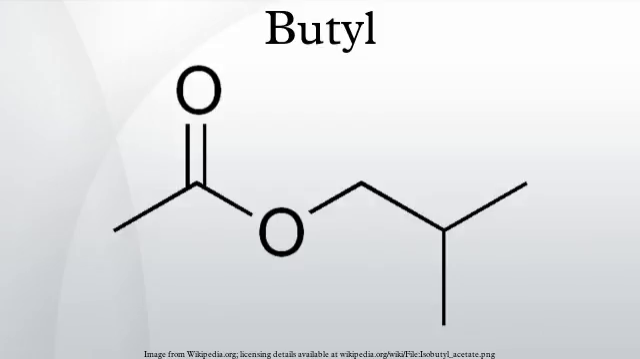CH3CH2CH2CH2, secondary butyl or sec-butyl, CH3CH2CH3. The second, branched isomer of butane, isobutane, can connect either at one of the three terminal carbons or at the central carbon, giving rise to another two groups, isobutyl and tertiary butyl, tert-butyl or t-butyl.